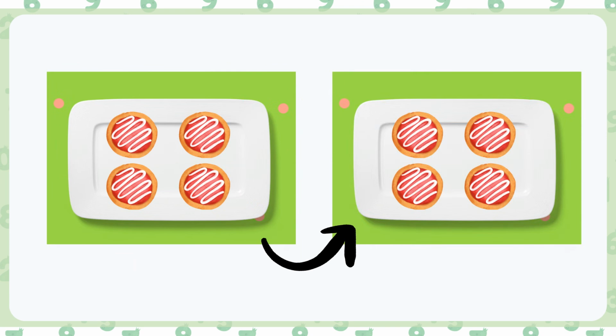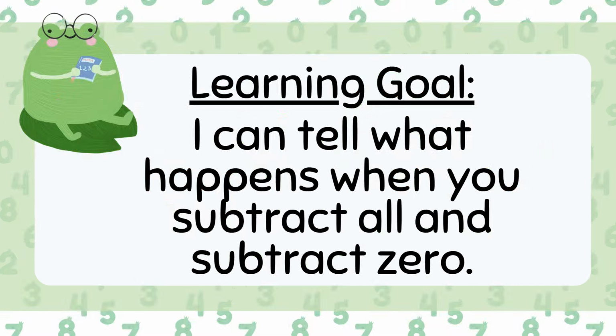Okay, well, you know what? Even though you missed the party, which was my bad, we can use what happened at my party to talk about what we're doing today in math. Because we've been talking about adding and subtracting, and today we're going to do some deep diving into different ways to subtract. So our learning goal says, I can tell what happens when you subtract all and subtract 0. And that's what happened at my party today.